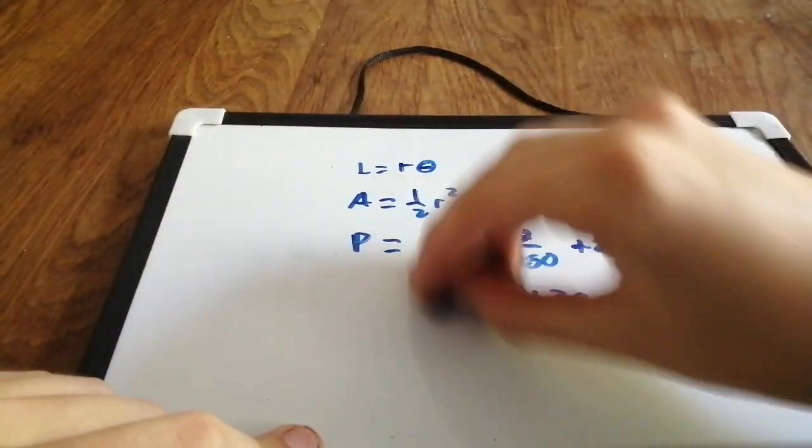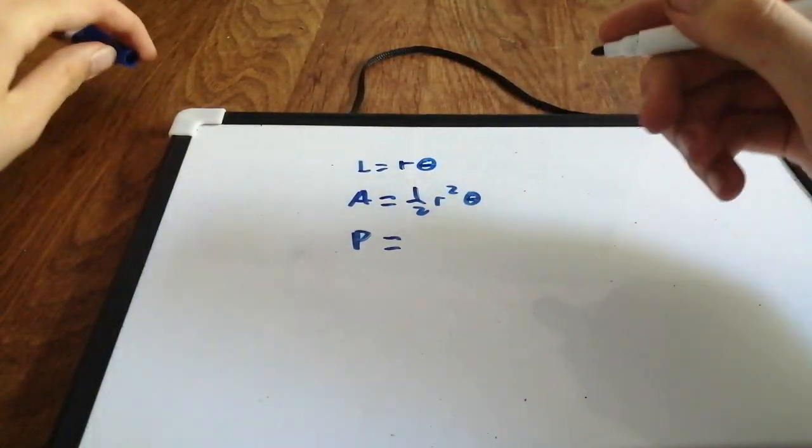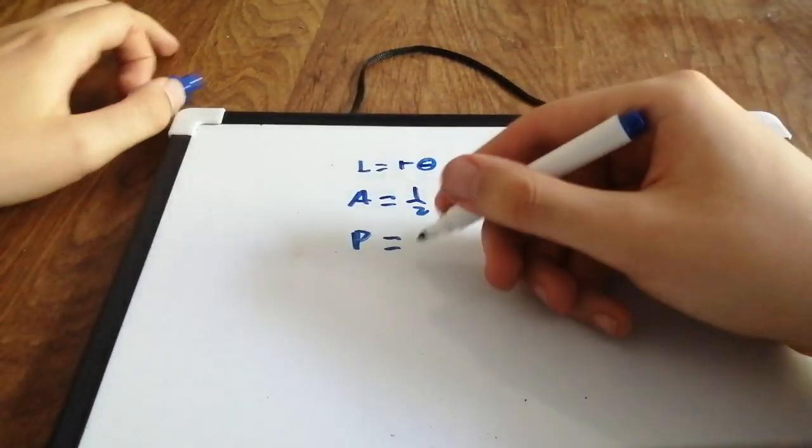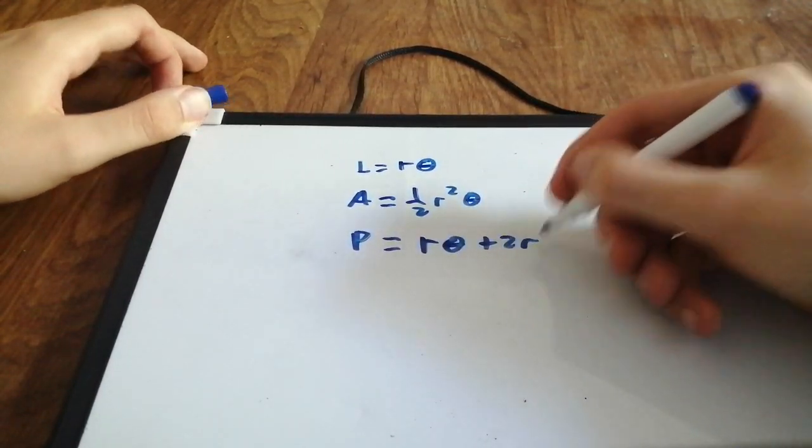And so we have found our three formulas for the length, perimeter, and area of a sector or an arc.